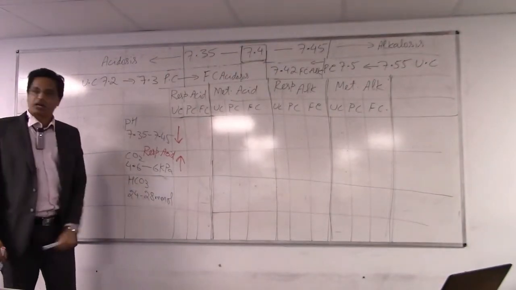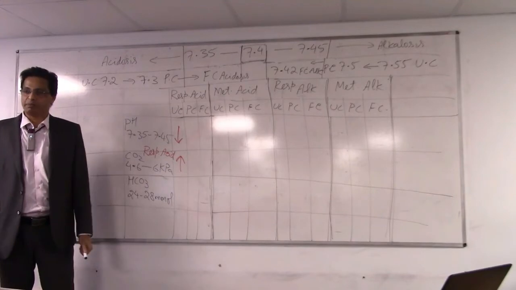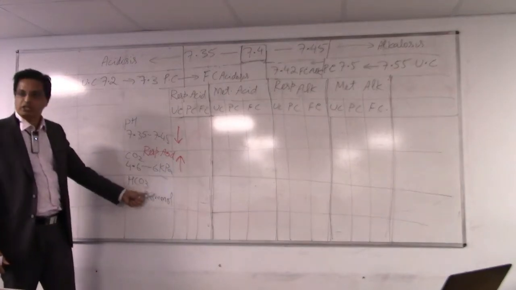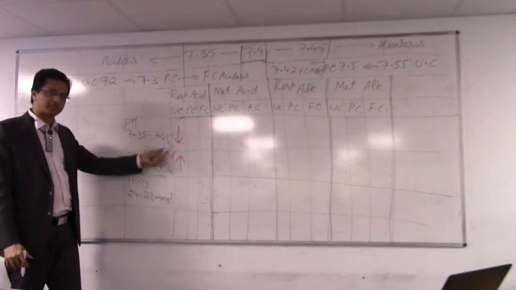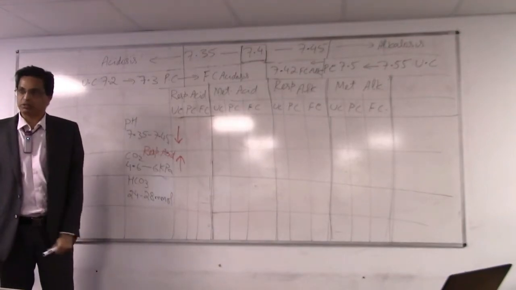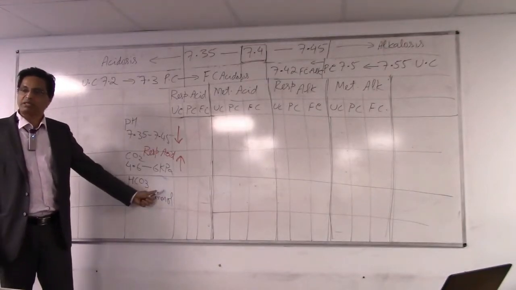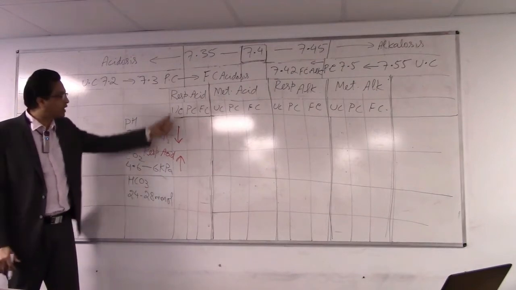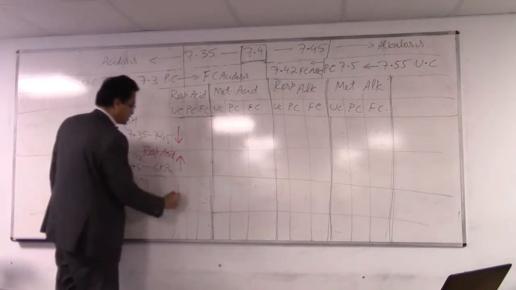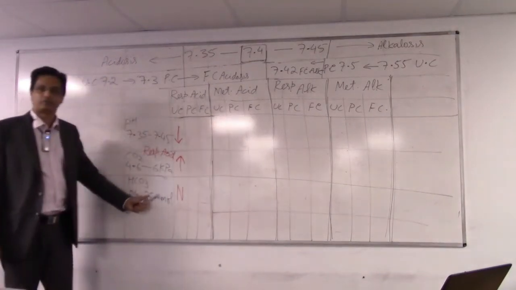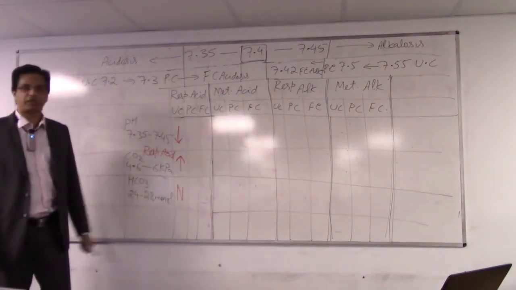Then bicarbonate. When compensation happens, the bicarbonate has to change to compensate for that. But that takes time. So before the compensation happened, uncompensated, as I told you, what do you think the bicarbonate will be? So can you just write N? N means normal. Before the compensation happened, it will be normal.